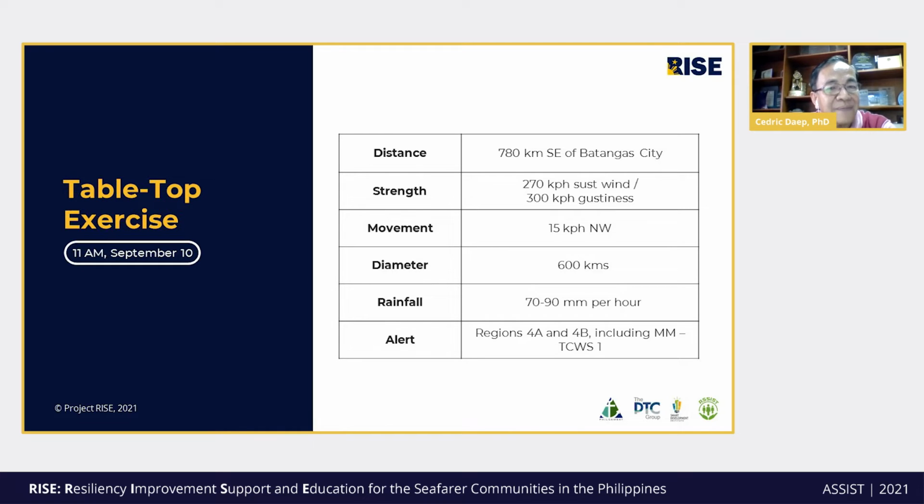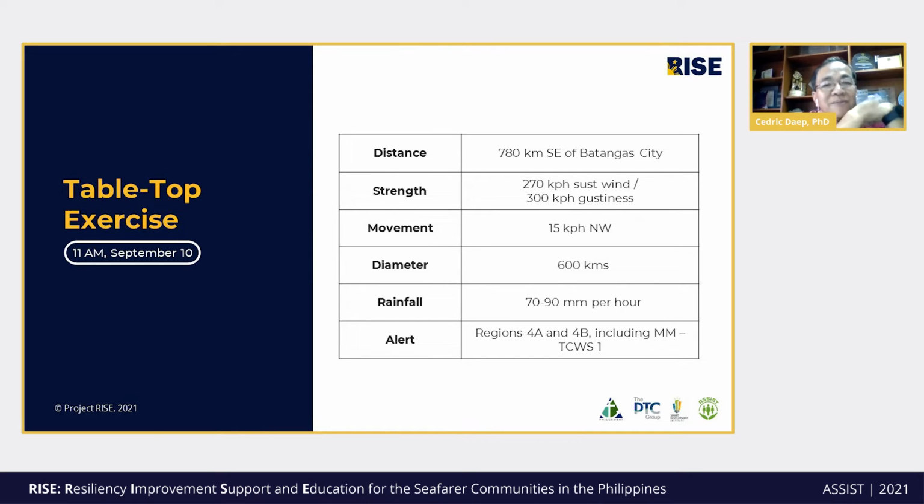And it is moving northwest at 15 kilometers per hour. The diameter is 600 kilometers with rainfall of 70 to 90 millimeters per hour in areas close to eye wall. Regions 4A and B, including Metro Manila, are now placed under tropical cyclone warning signal number 1. Ano ngayon ang gagawin nyo? I will only give you 15 minutes to do the job. Ano ang gagawin nyo? Warning, communication, transportation, sasabihin ng warning.